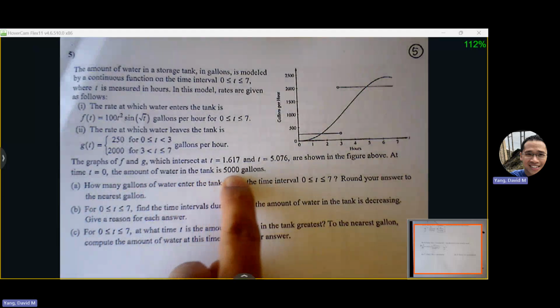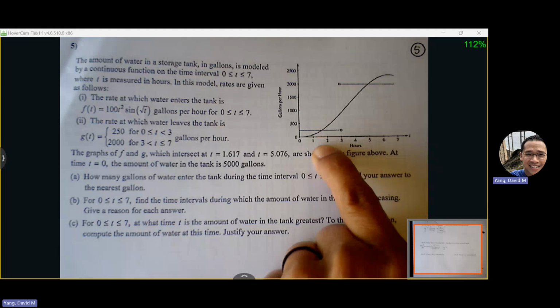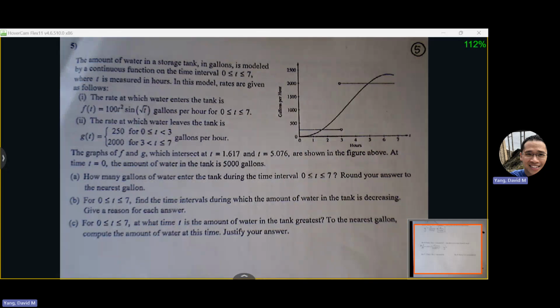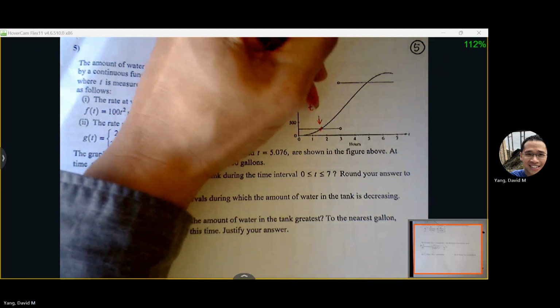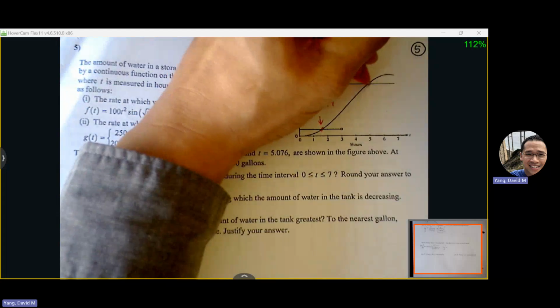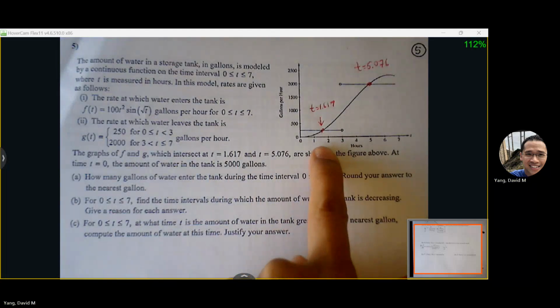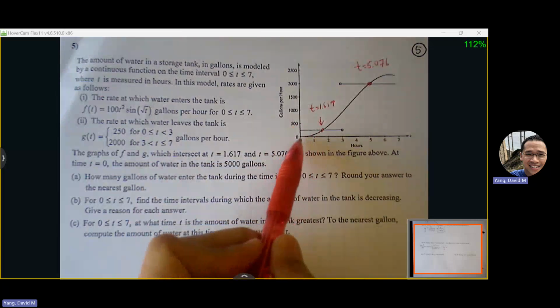And then there are 5,000 gallons in the tank to begin with. Now, I just want to help us visualize what's happening to the water level in these periods of time. Can you tell me when the water level is rising and when it is falling? So let me highlight those intersections that they told us here. This t is 1.617, and then this t value is 5.076. So for the first 1.617 hours, based off this graph here, what's happening to the water level?